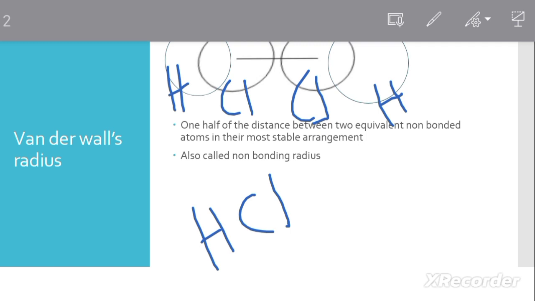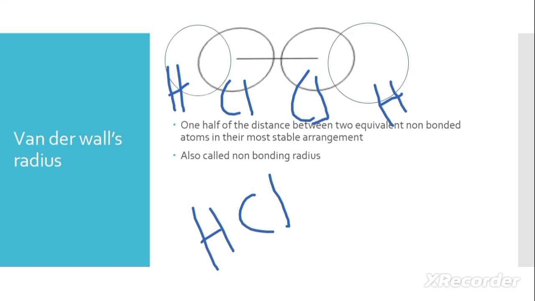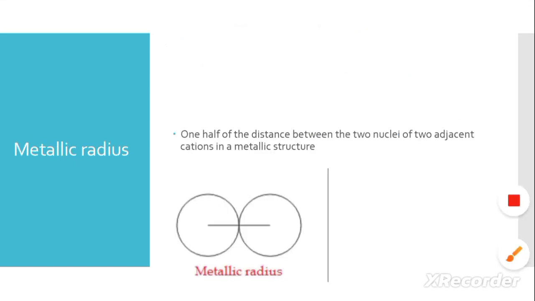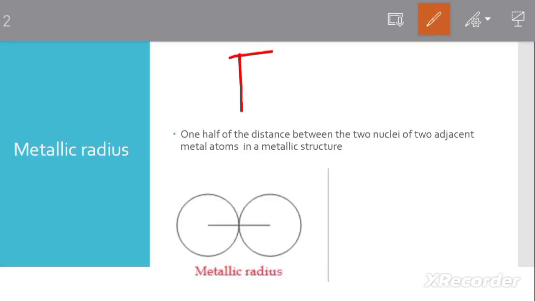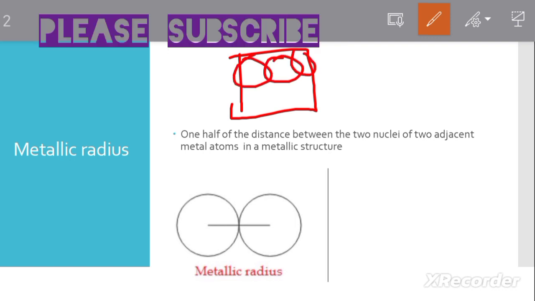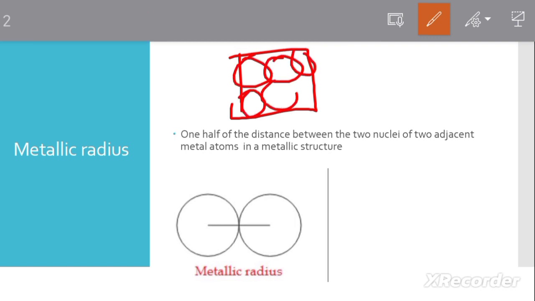No overlappings are there between the two atoms, so the highest distance is in van der Waals radius. The third type is metallic radius. I am going to draw a metal like this, right? You will see that here atoms are arranged tightly packing together like this. I am going to zoom out these two like this.